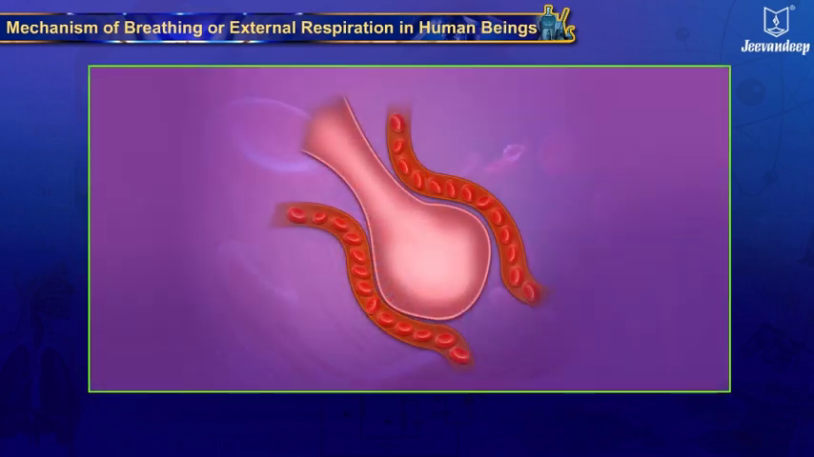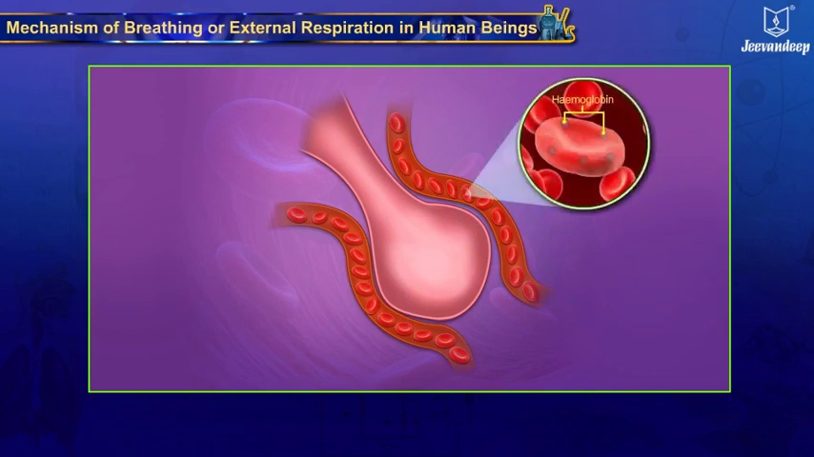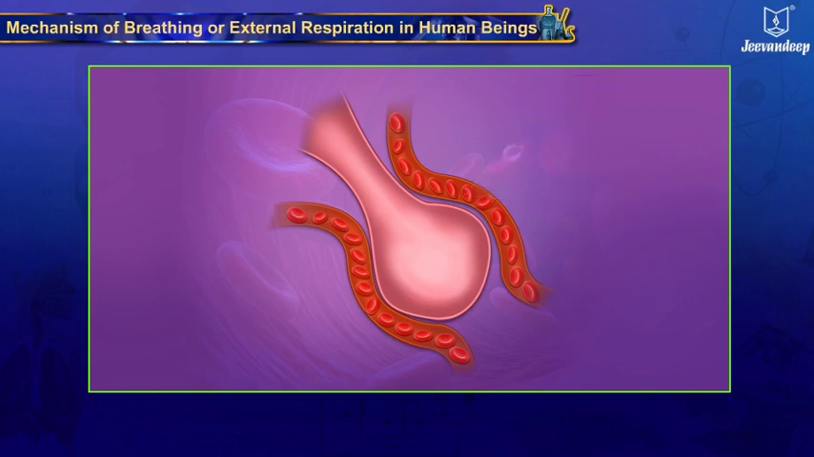Inhaled air inside the alveoli is rich in oxygen, and blood present in the surrounding capillary network is rich in carbon dioxide. Diffusion of oxygen from alveoli to blood occurs, with oxygen combining with hemoglobin and getting transported all over the body in the form of oxyhemoglobin. Simultaneously, diffusion of carbon dioxide from blood to alveoli takes place, and carbon dioxide is exhaled out.